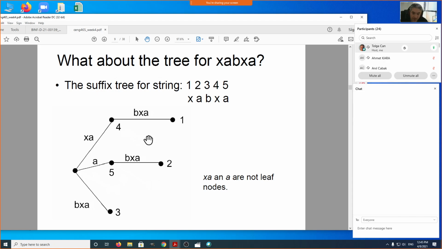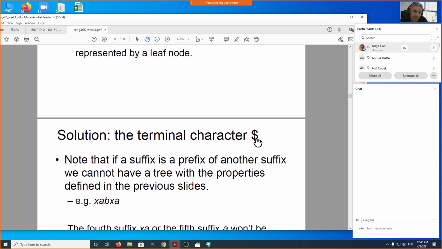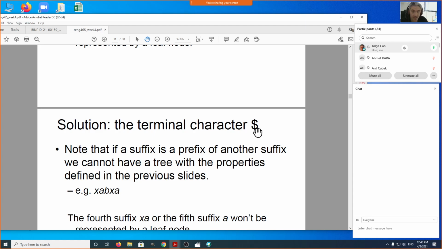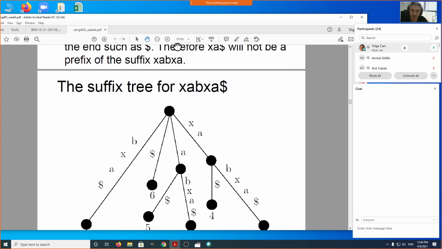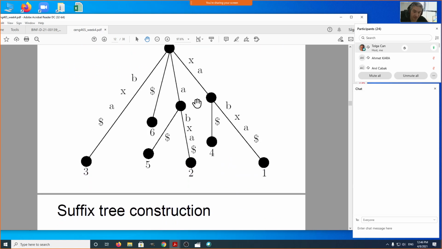We either need to have an edge label with an empty string and put this 4 here as a leaf node, or otherwise, we have seen last time the way to solve that is to have a character that doesn't appear anywhere in the string. If we have that as our last character, we ensure that no suffix is a prefix of another suffix, so therefore we can have all the suffixes as leaf nodes. For example, in this example, if we have a dollar at the end, we have xa$ here, that will be that fourth suffix, and as you can see, it's represented as a leaf node by itself.